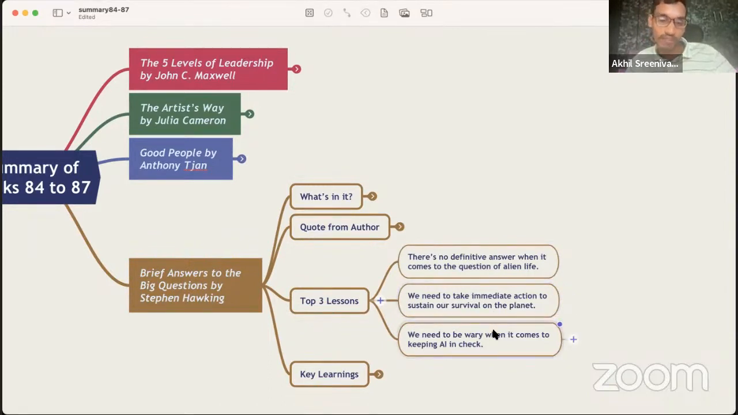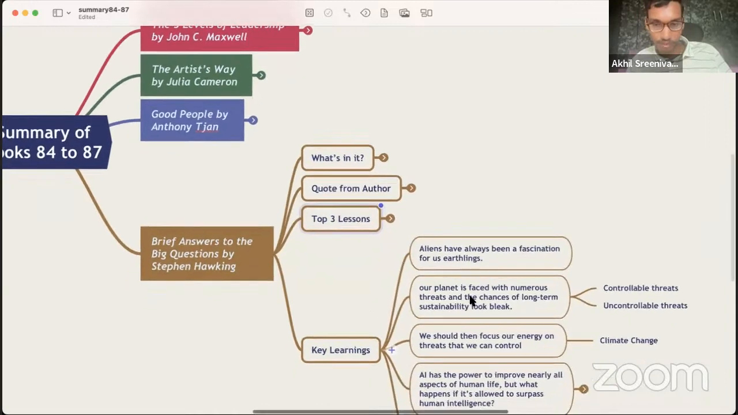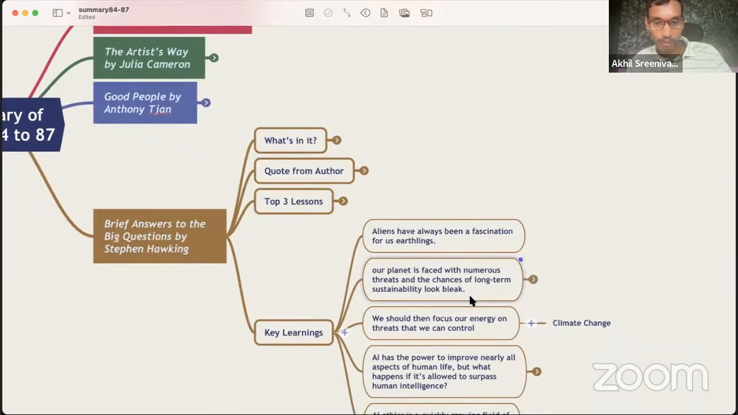The third powerful lesson that we are going to cover is we need to be wary when it comes to keeping AI in check. So these are the three problems that we are going to see in our key learning. So here are the key learnings of the book.